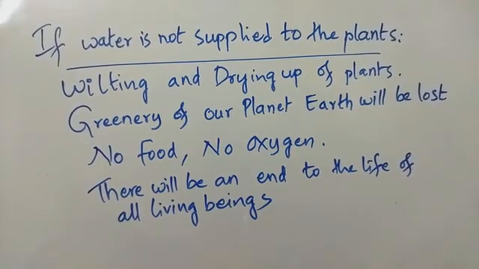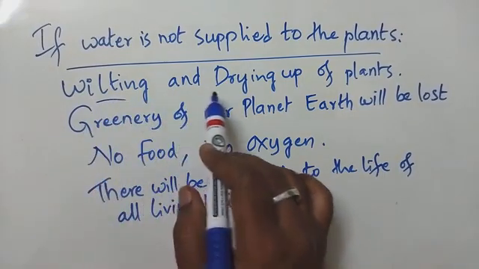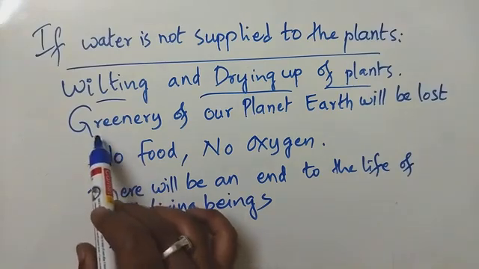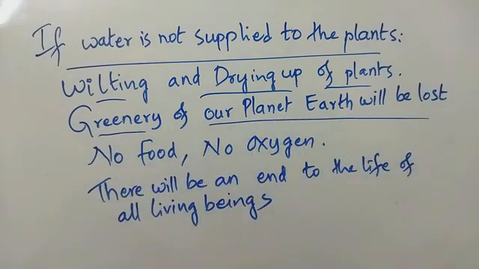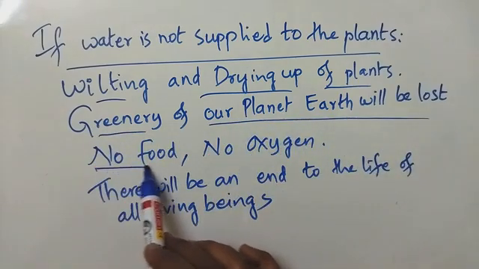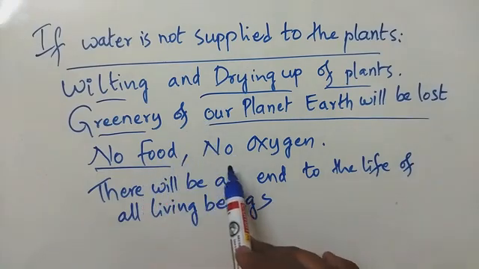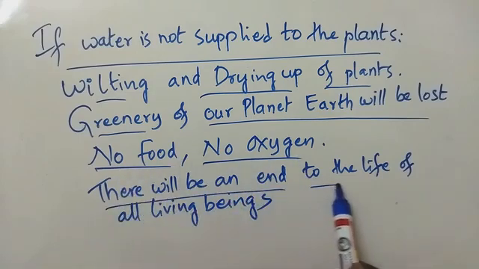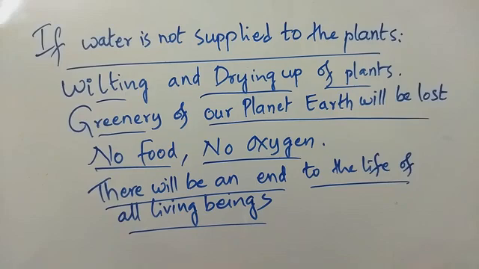If water is not supplied to the plants, what will happen? Wilting and drying up of plants. Then the greenery of our planet Earth will be lost. And when greenery is lost, there will be no food and no oxygen. And when there is no food and no oxygen, there will be an end to the life of all living beings. These are the things that are going to result. Okay. With this, the chapter is completed.